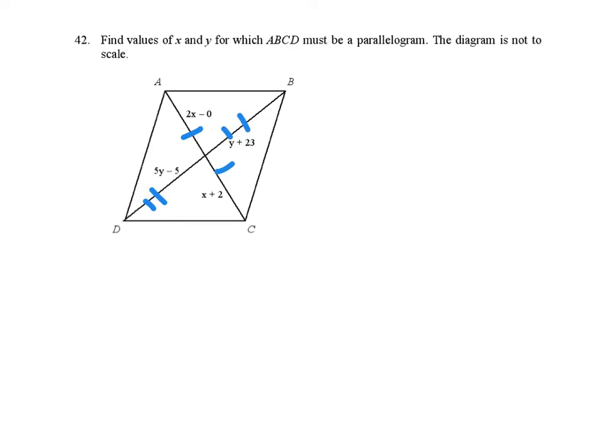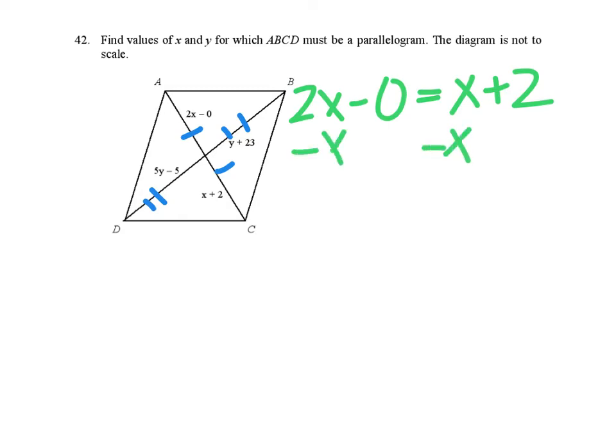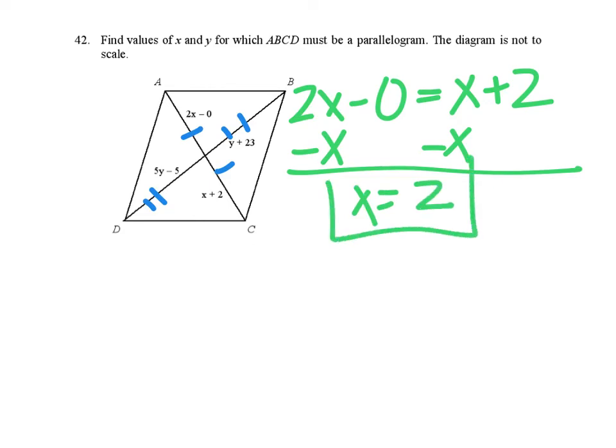So we have, let's say, 2x minus 0 equals x plus 2. We don't really need to write that 0, but we'll subtract x from both sides, and we just get x equals 2. And then we'll do the same thing for our y's.